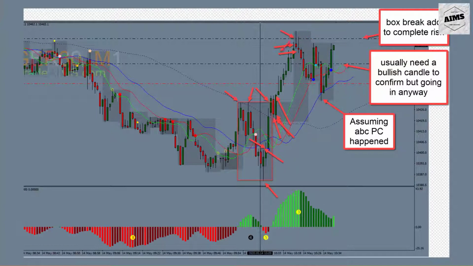At that point in the chat room I said something like, it's nice to find these divergent candles, fruit candles, where there's a fake out, as you can see here.